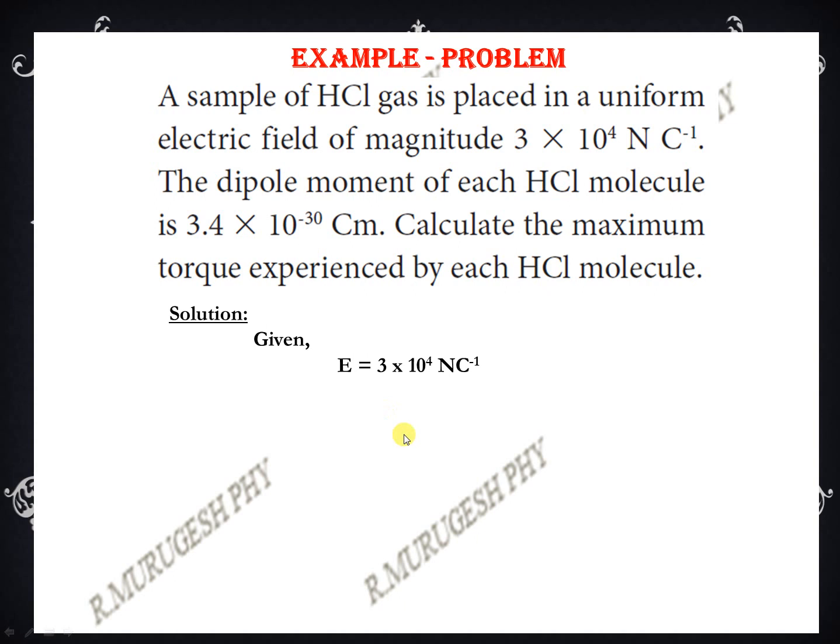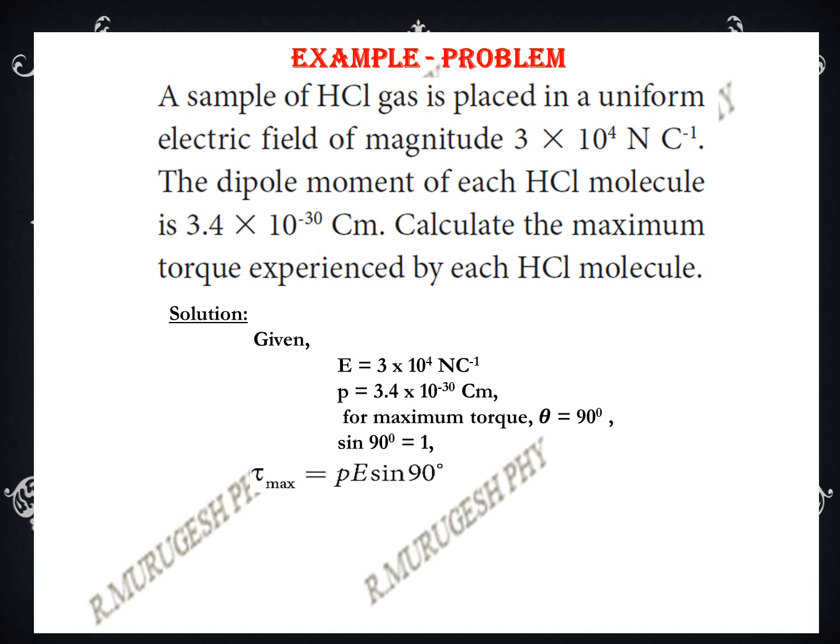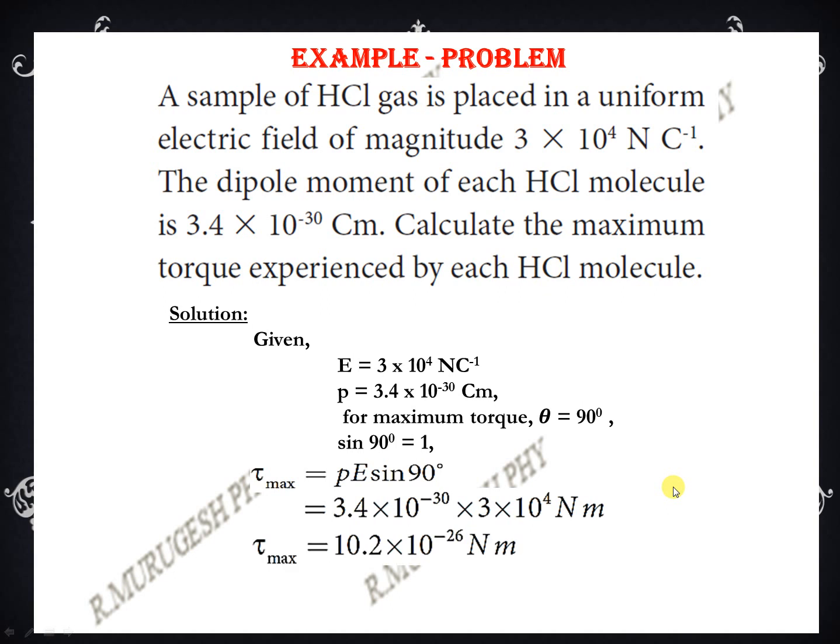Let us go ahead. Field value is 3 into 10 power 4 Newton per Coulomb. Dipole moment is 3.4 into 10 power minus 30 Coulomb meter. Given in the data. Yes. Now, for maximum torque, theta has to be 90, sine 90 is 1. Now we go ahead with the formula. Tau is equal to PE sine theta and for maximum torque theta is 90. So it's merely P into E. We multiply both the values. You get the answer. The maximum torque is 10.2 into 10 power minus 26 Newton meter.